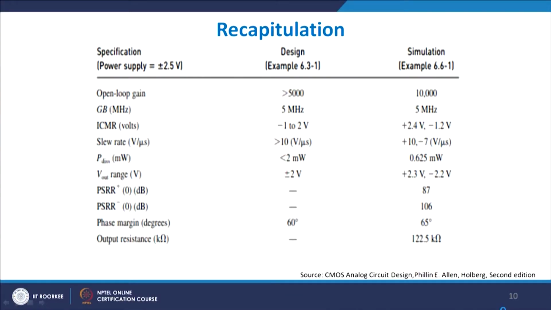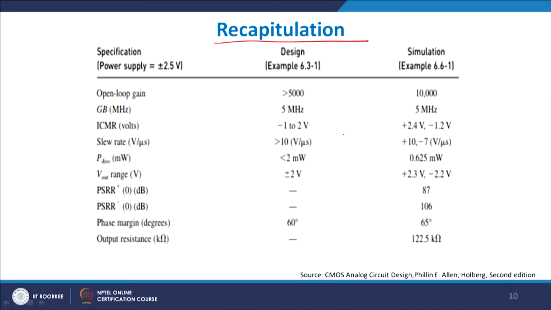Let me therefore recapitulate and show you the overall picture of the operational amplifier which we have designed till now. This example we have taken from a standard operating manual, and we found that for a 2-stage op amp, the typical design gain is 5000. The same design principles, if we put them on a SPICE profile, give approximately 10,000 as my simulation output. The gain bandwidth product is 5 megahertz, and we also get 5 megahertz here. ICMR is -1 to 2 volts, and it is plus 2.4 to -1.2 volts. So, it is almost the same thing.